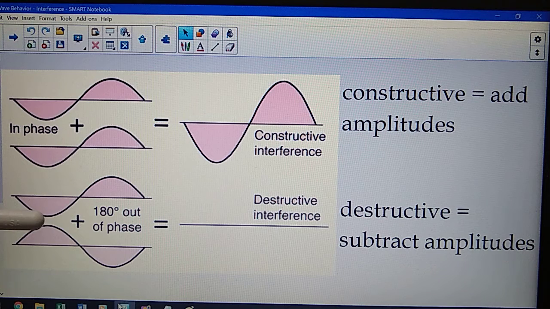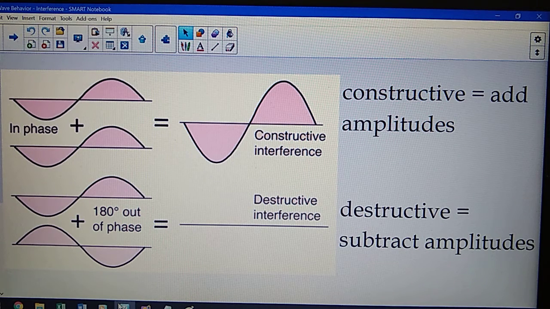Destructive interference is where you subtract. So the crest and the trough are matched up, and the crest and the trough are matched up here. They are completely out of phase. In that case, they would interfere with each other by subtracting the amplitudes. So when crests line up, it's constructive. When it's crest with trough, it's destructive. Constructive you add, destructive you subtract.